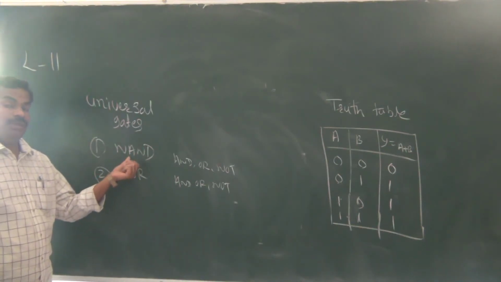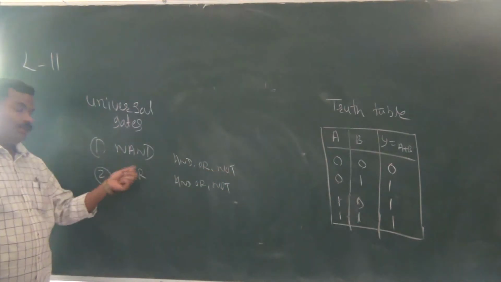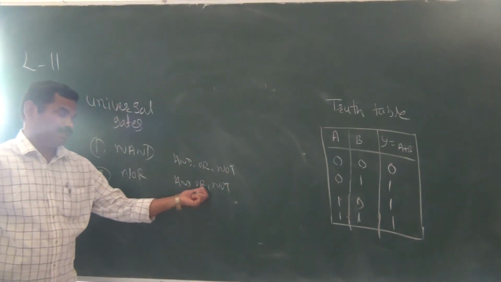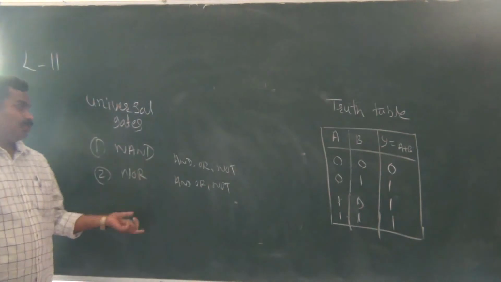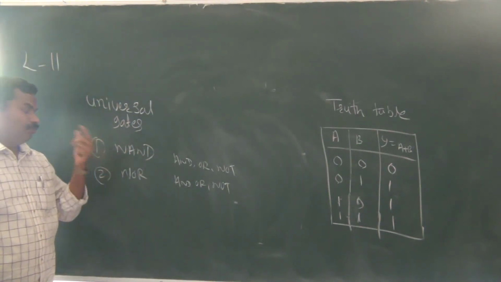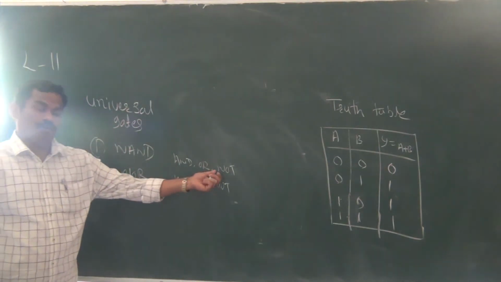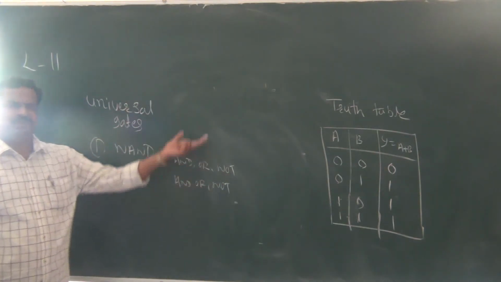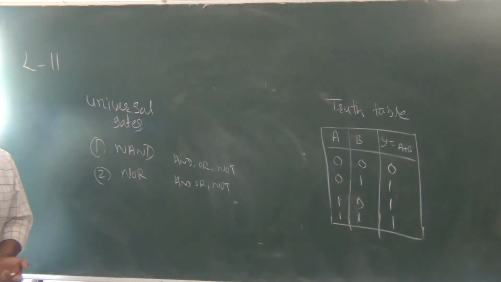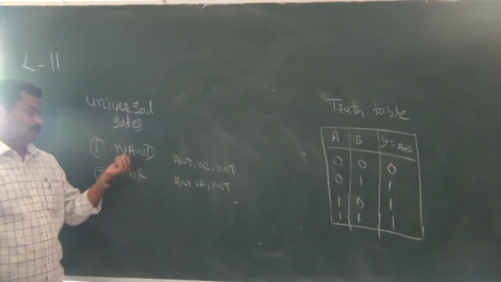By using only one NAND gate, it can act as the AND gate, the OR gate, the NOT gate. By using only one NOR gate, it can act as the AND gate, the OR gate, the NOT gate. This is about the importance of universal gates. Why are these universal gates? Because by using only NAND gate, we can construct AND gate, OR gate, NOT gate, XOR gate, XNOR gate. Like that, you can do anything in digital electronics. You can construct any logic circuit by using NAND and NOR.